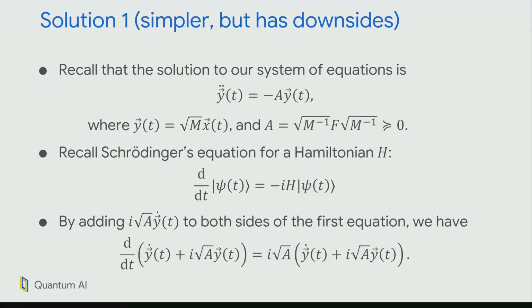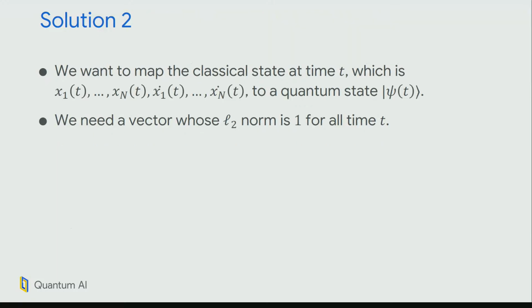Okay, so let me tell you the better solution, which is the one that we use, which gives you more efficient quantum algorithms. So recall, what are we trying to do? We're trying to map the classical state at a given time to a quantum state. So we're trying to map these 2n numbers, these positions and velocities, to a quantum state.